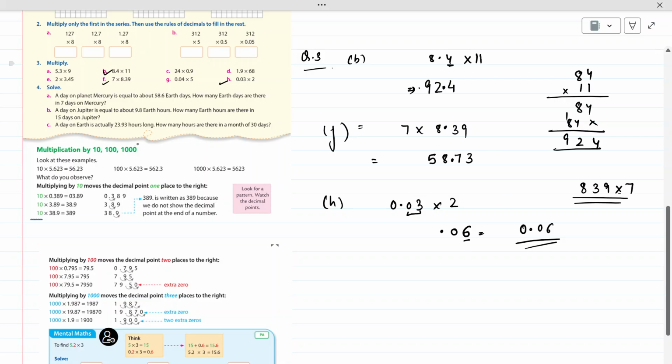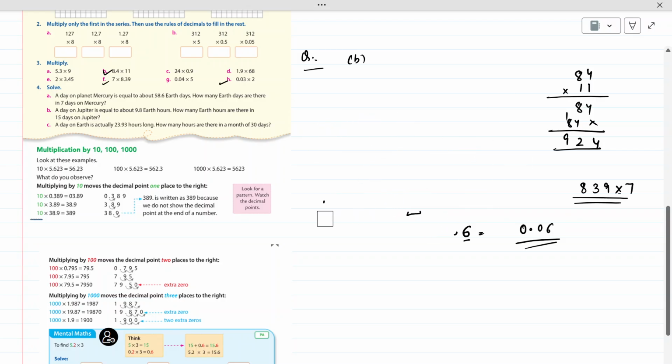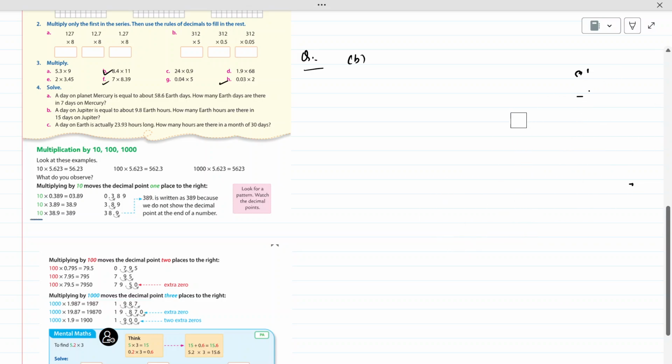Now, question number 4 is solve. So let us solve these questions. What we have here is a day on the planet Mercury is equal to 58.6 Earth days. How many Earth days are there in 7 days of Mercury? Okay, wait, let me just erase this part first. Question number 4 and A part.